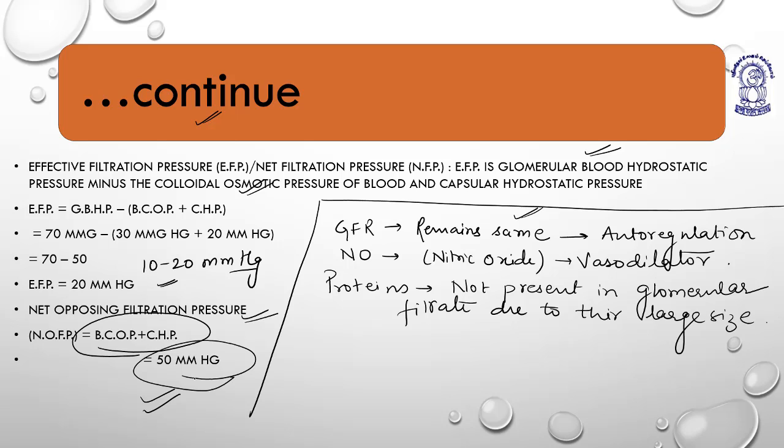Now, when we talk about the glomerular filtrate, it is the same as plasma, but proteins are absent.